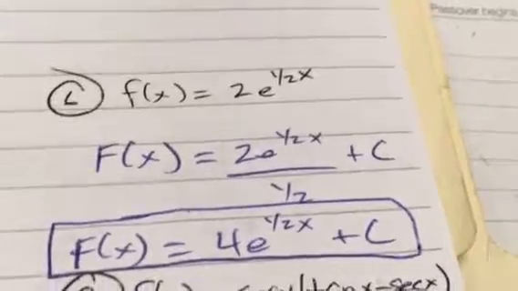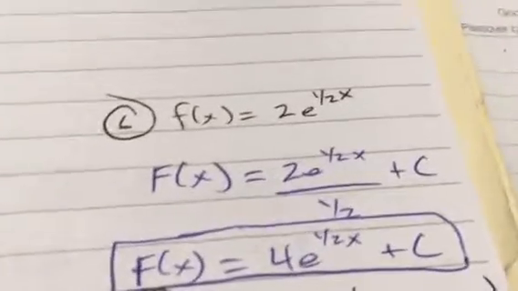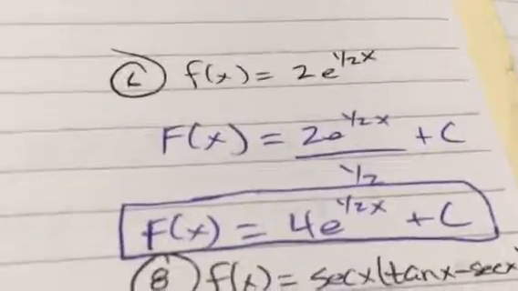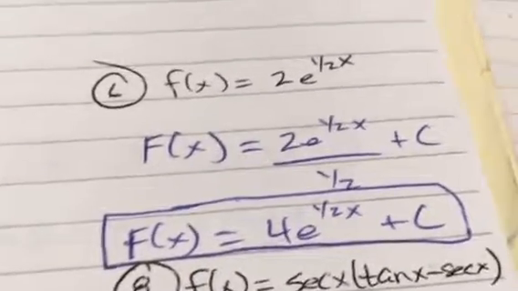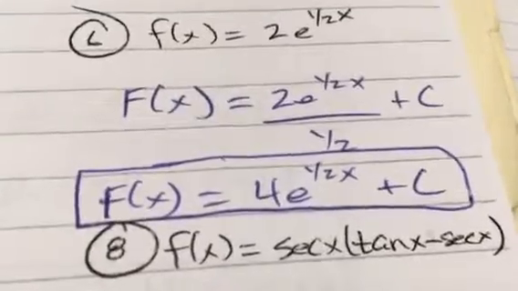Number 6. Anytime you take the derivative or antiderivative of anything with e, just write down that original function. And instead of multiplying by 1/2, I'm not taking the derivative, I'm doing the antiderivative. I would divide by half. 2 divided by half is 4.